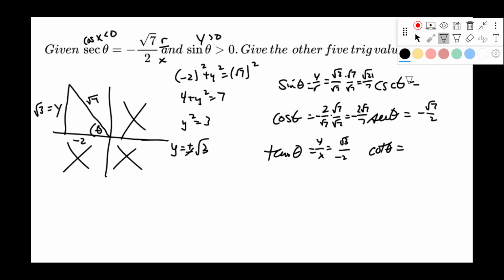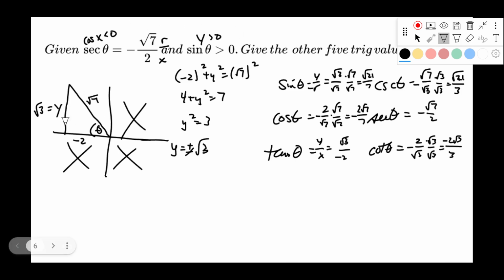Okay. Now for cosecant, well, it doesn't matter which one you flip over. You're going to end up with a radical underneath. So I'm going to flip over the first one and multiply top and bottom by root 3. It gives me root 21 over 3. And then finally, cotangent, I'm going to flip over tangent. Multiply top and bottom by root 3. And I have negative 2 root 3 over 3. And that's my answer.